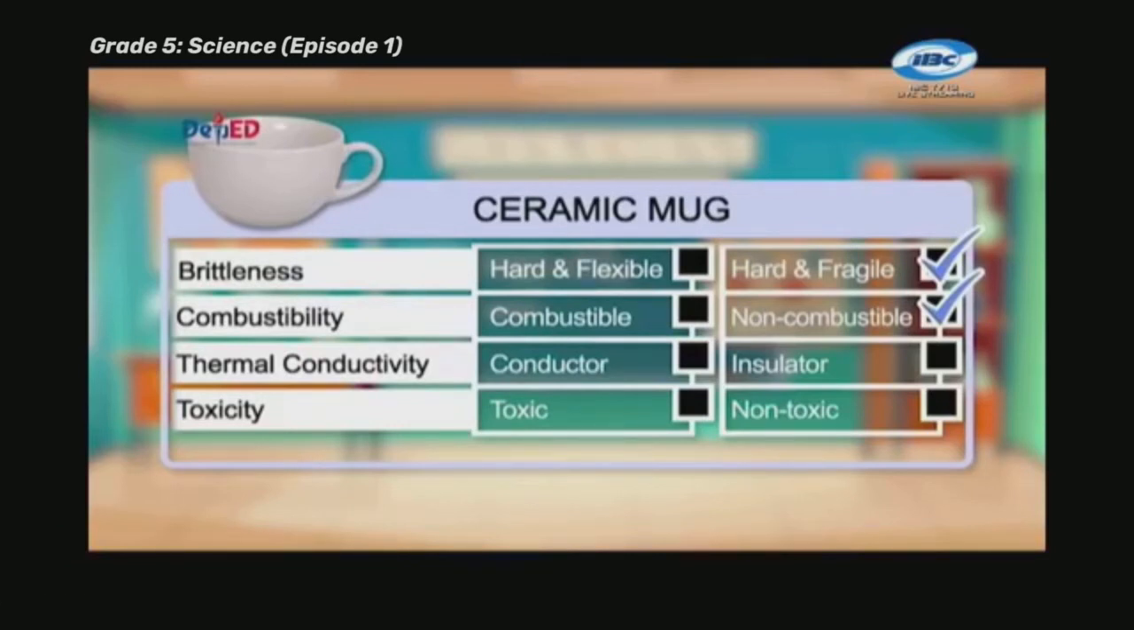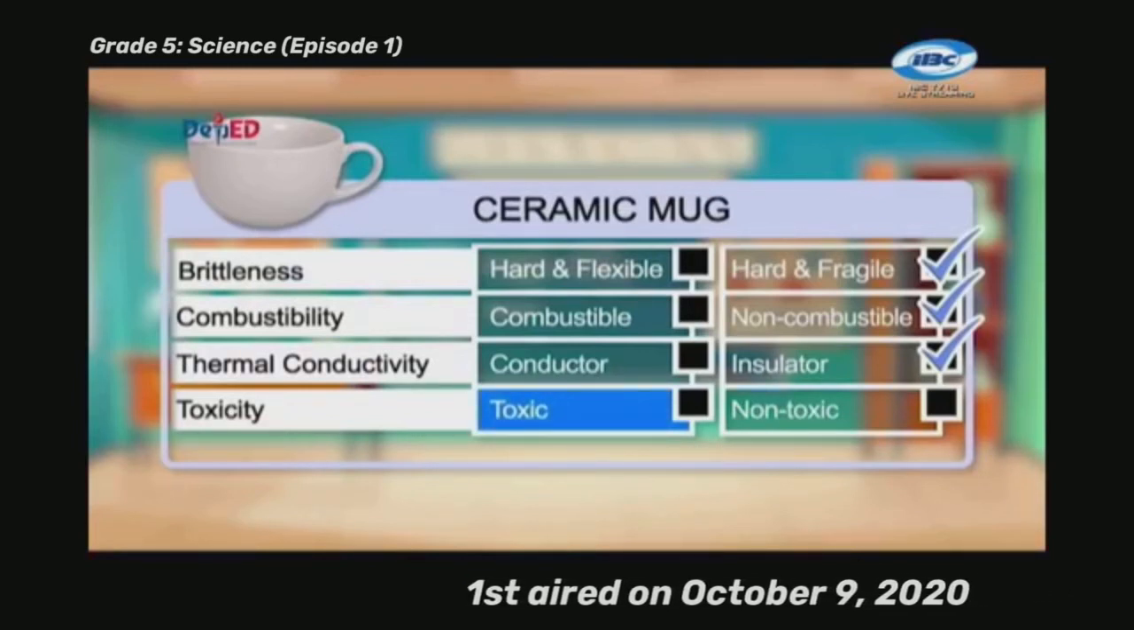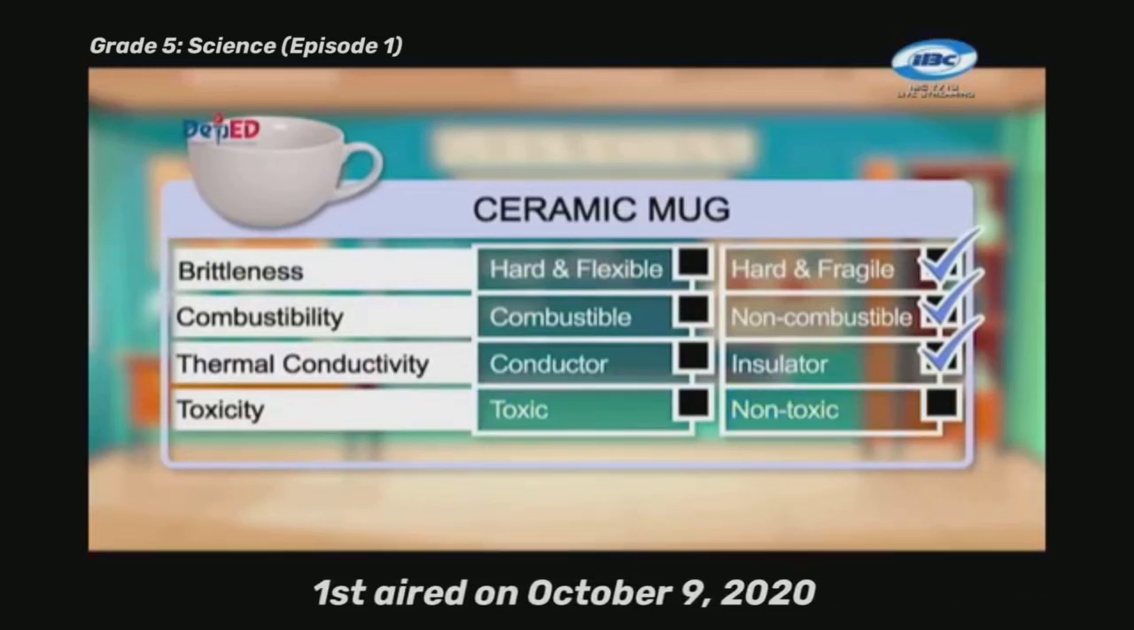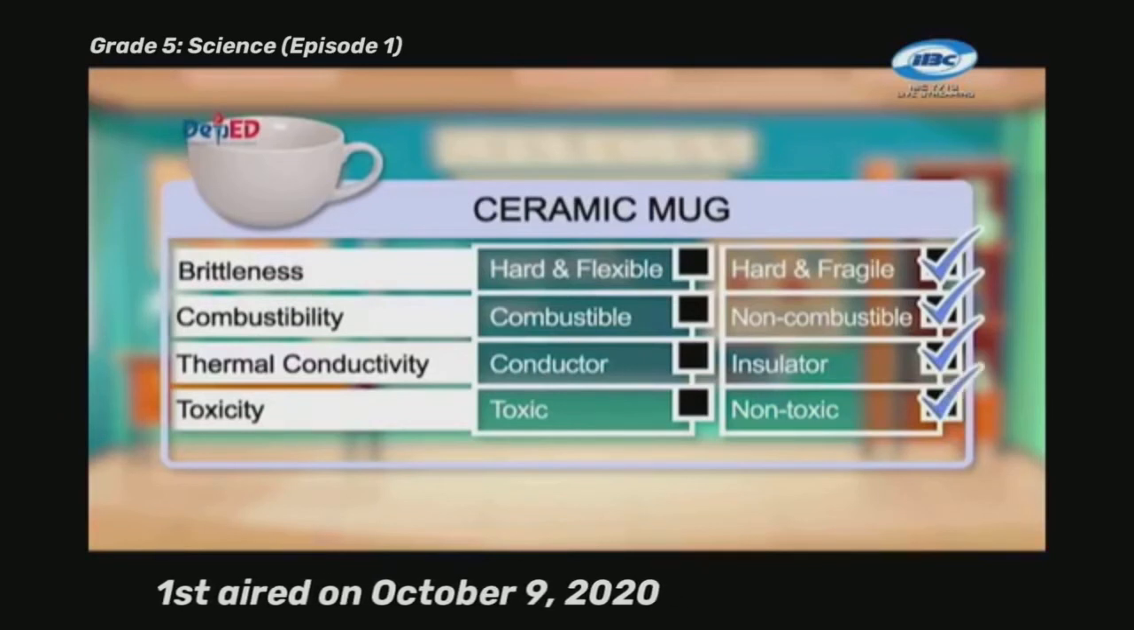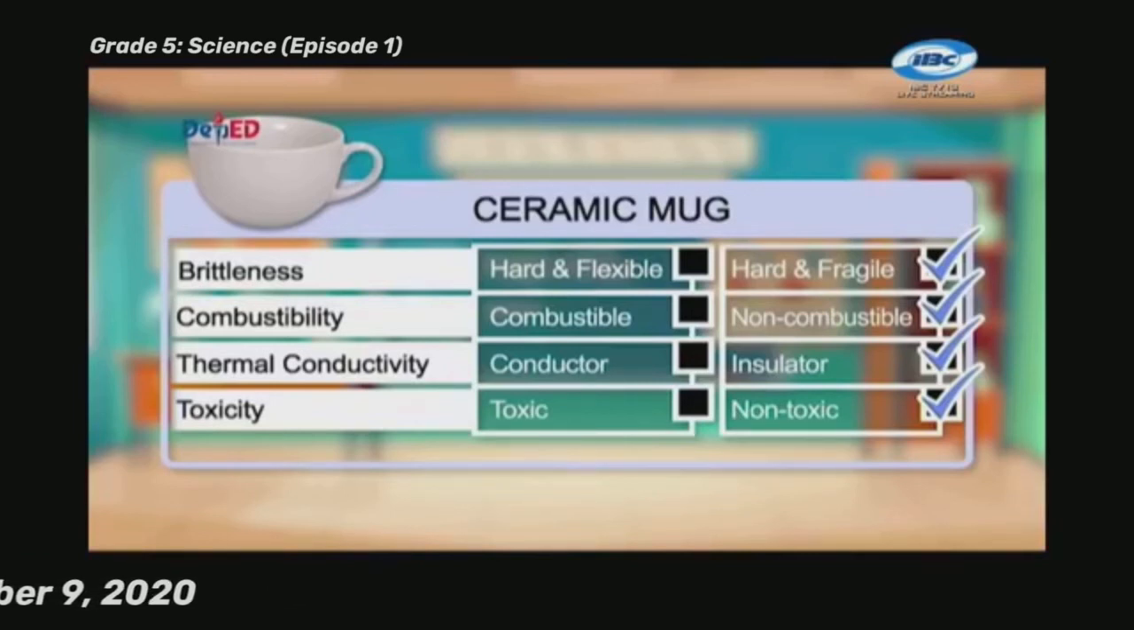How about as to its thermal conductivity? Does it allow heat to pass through? It's a poor conductor of heat. Therefore, it's an insulator. When it comes to its toxicity, is a ceramic mug toxic or non-toxic? It's a non-toxic material. In fact, we use plates, bowls, and cups which are made of ceramic.